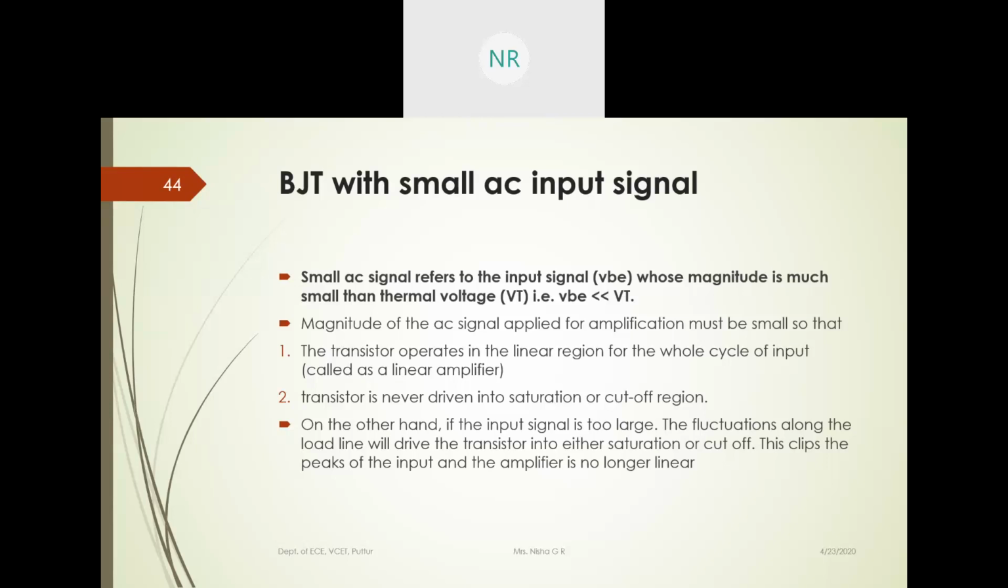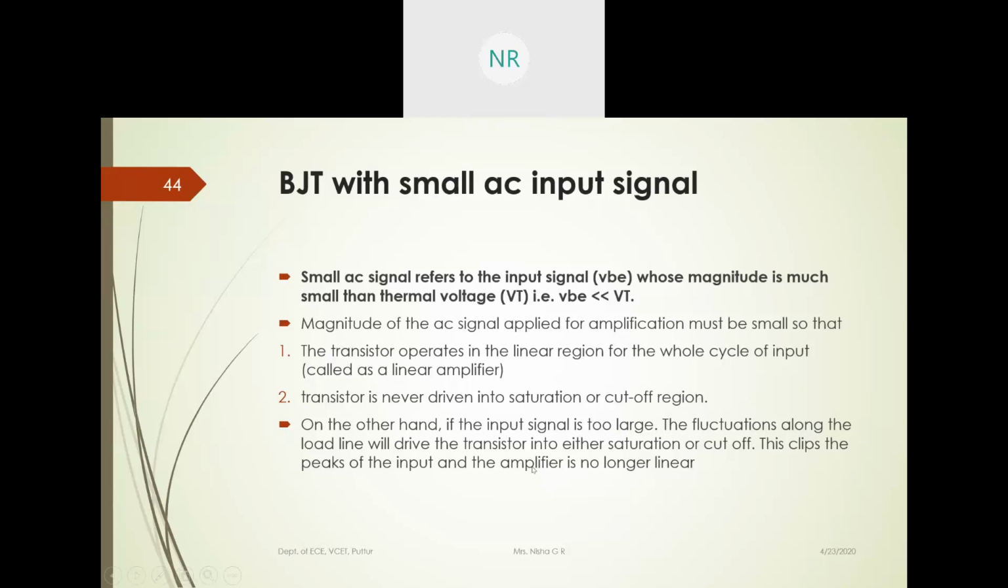So if I give the small AC signal, keep in mind that my transistor will work in the linear region. On the other hand, what happens if the input signal is too large, that is, if you are providing a large signal? The transistor may act as a non-linear device. So this is what is going to happen with the BJT.